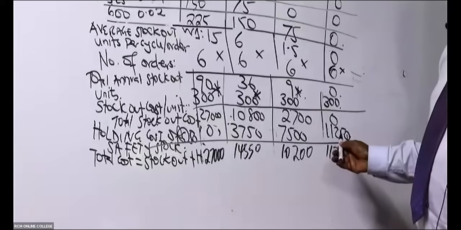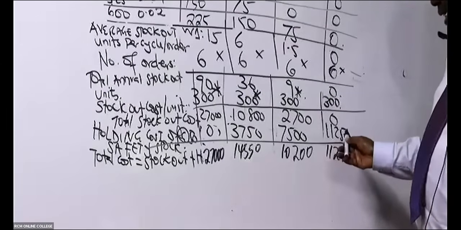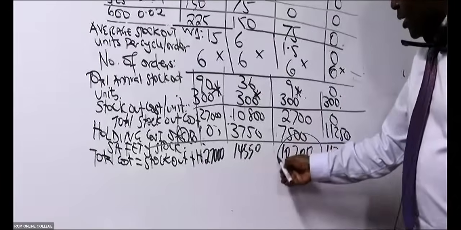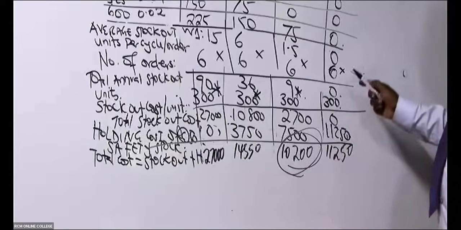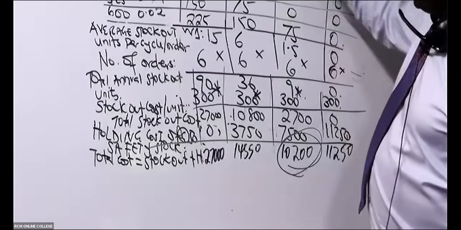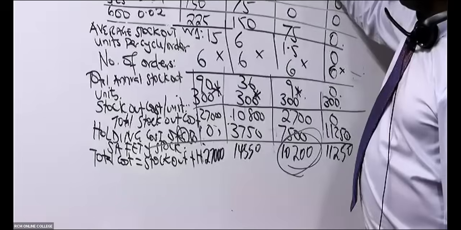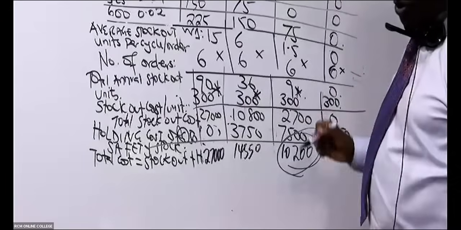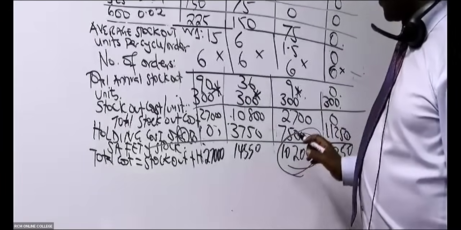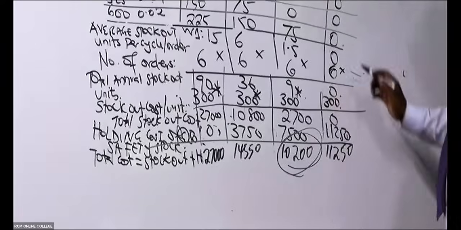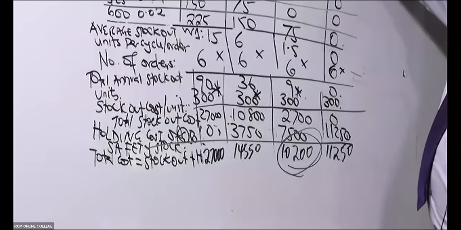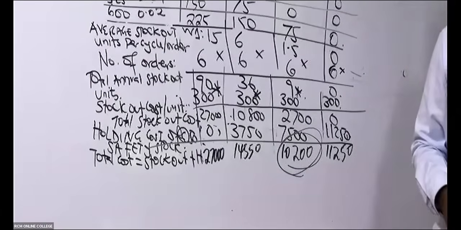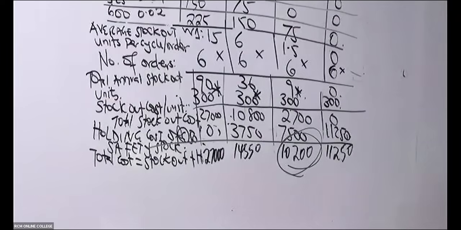So then, ladies and gentlemen, which one is the very best cost amongst all of these? The minimum one, isn't it? 10,200 is the least, isn't it? So 10,200 is the lowest. So this is the optimal cost. And therefore, the optimal safety stock will be how many units here? Remember, safety stocks are the ones on top. The optimal safety stock is 150.